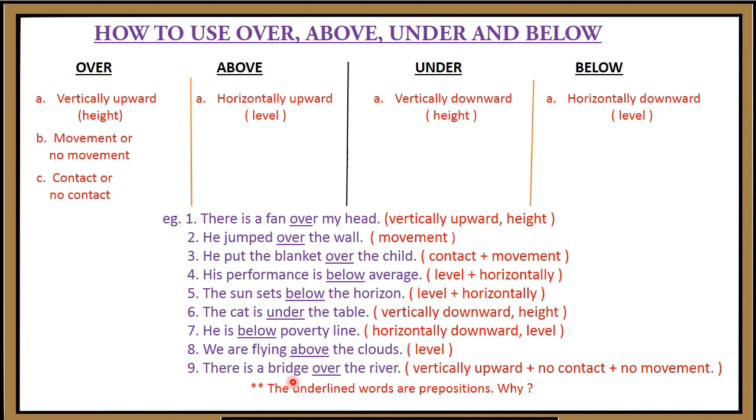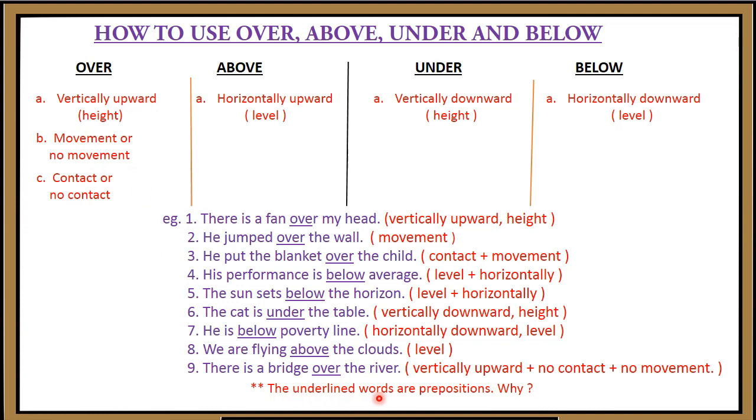Now, there is a bridge over the river. It is vertically upward. There is no contact with the river. ব্রিজের সাথে রিভারে কোনো কন্ট্যাক্ট নেই and there is no movement. So here there is no movement, no contact and vertically upward, so over is used.